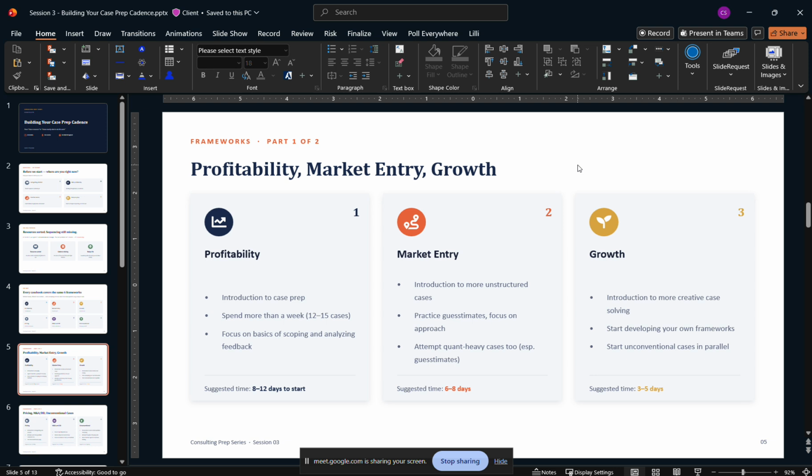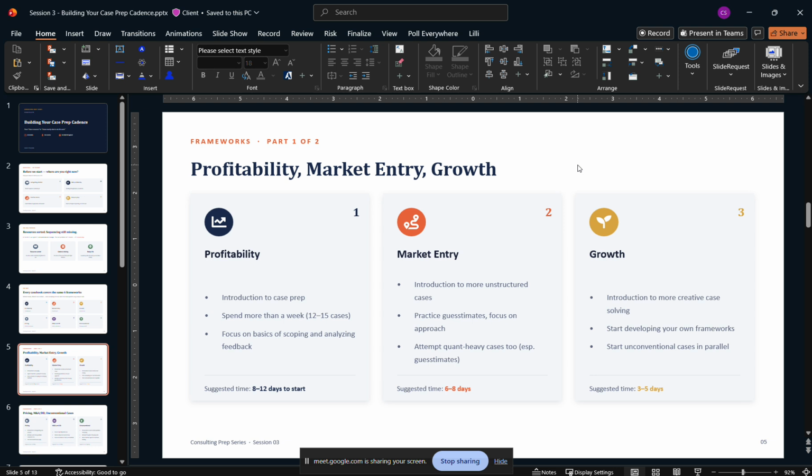Now, growth cases will sound very similar to market entry at some level, but growth cases are very broad. These are to a point where it'll start feeling unstructured by design. You will just get a problem statement that, let's say, XYZ e-commerce company wants to expand. What should they do? Now, it can be a vertical integration into something, it can be a horizontal integration into something, it can be acquisition of something completely new, it can be expanding with the same product to a new market, etc., etc. So, growth cases are absolutely open ended.